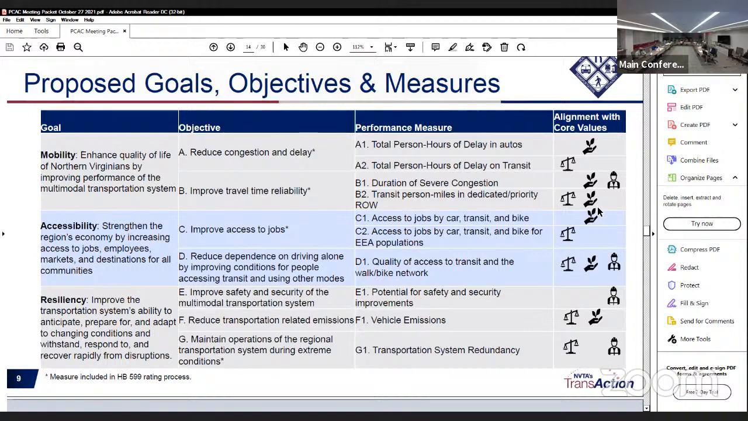Also another point, some of these measures are purely quantitative. Some of them will likely be more qualitative in nature, such as D1, the quality of access to transit and modes, which will be somewhat qualitative. And in the case of safety, we're probably looking at more quantitative versus qualitative for that one as well. So I think for some of these, we're going to be back with more details on methodology.